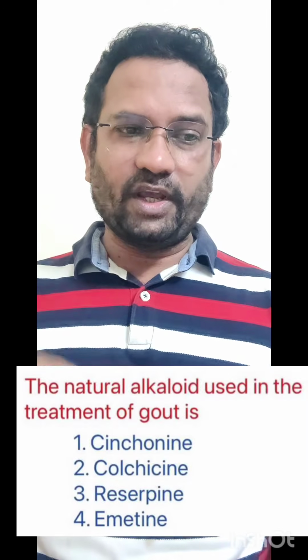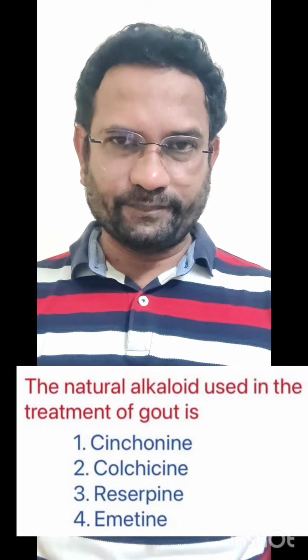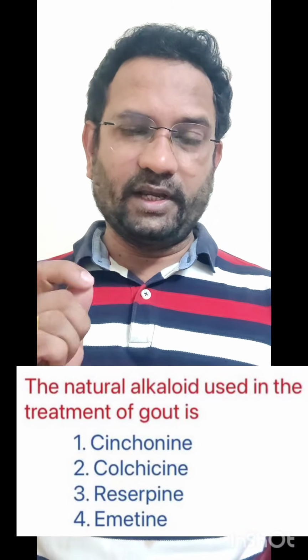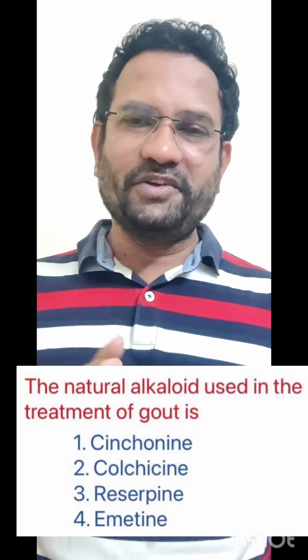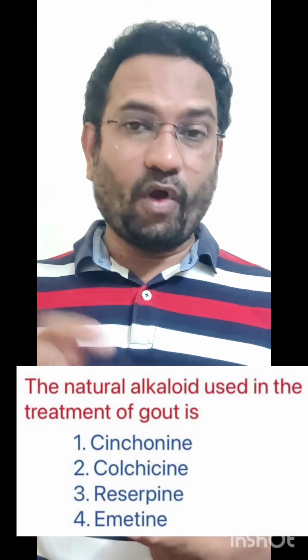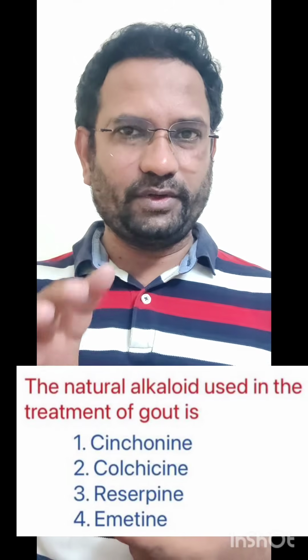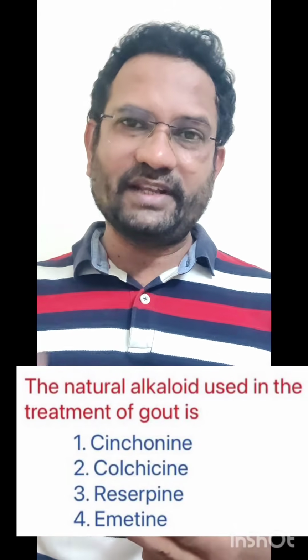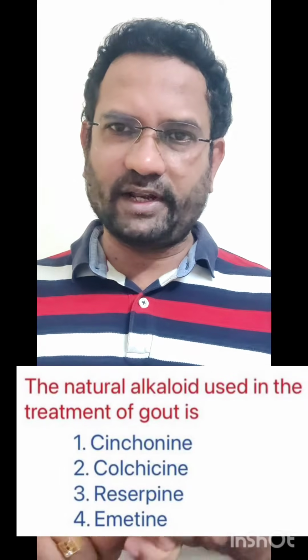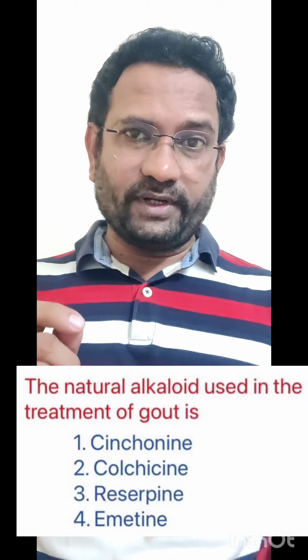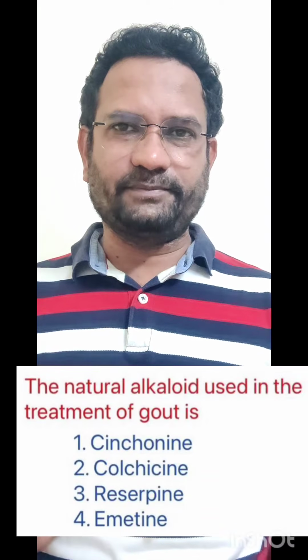The natural alkaloid used in the treatment of gout is. Now, gout is an inflammatory arthritic disease. Options given are cinchonine. Cinchonine is an anti-malarial drug. Colchicine is used to treat gout to relieve the pains. Reserpine is an antihypertensive alkaloid. Emetine is used to treat amoebiasis. This is also an alkaloid. So the right answer for this question is option 2, colchicine.